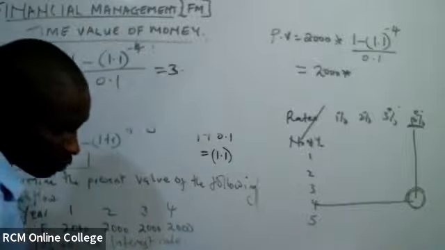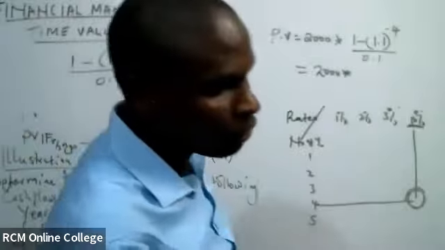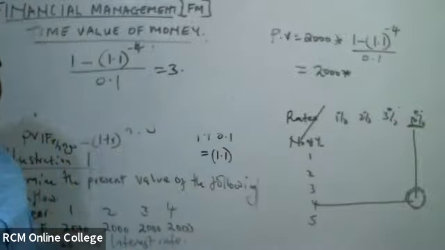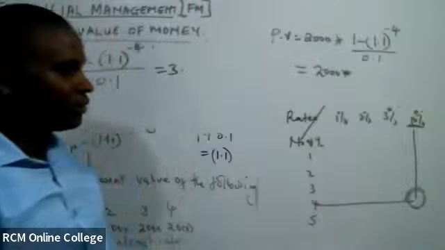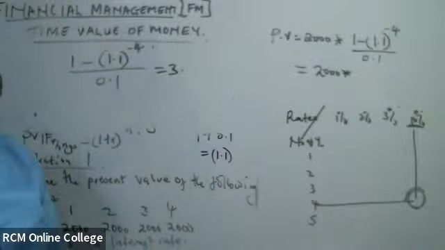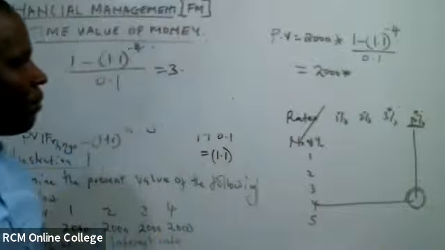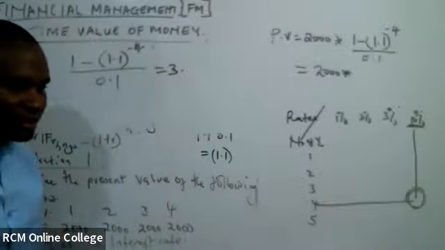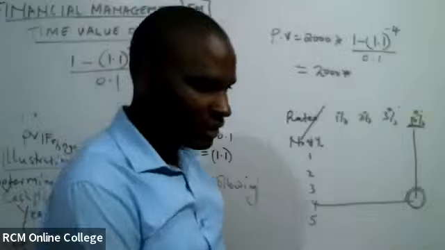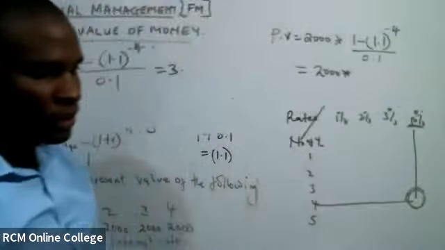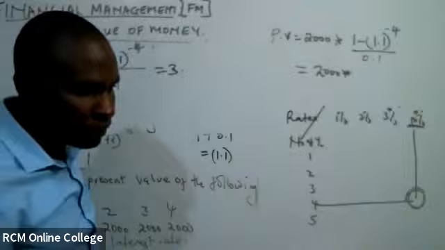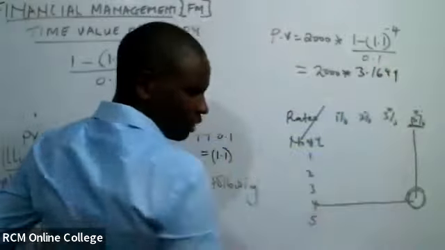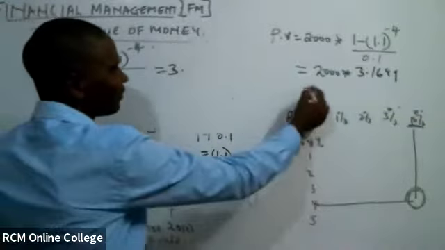Nipatie, unapata 3.1. Naona watu wanapata 3 point. Sasa nipatie ni 3.1. 4 decimal places. Aya. We need to get the present value over base. 1699. That is very good. Amongst you, who is using a table? Nani atumia table? 3.1699. Nani amemanage kutumia table?